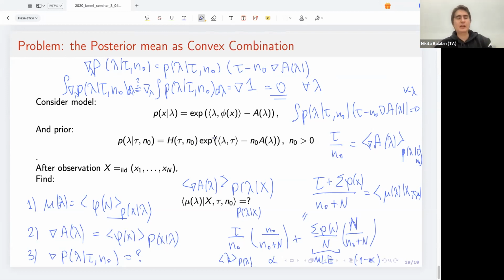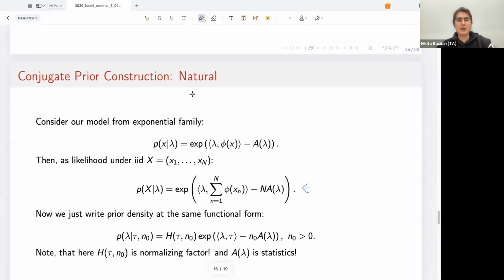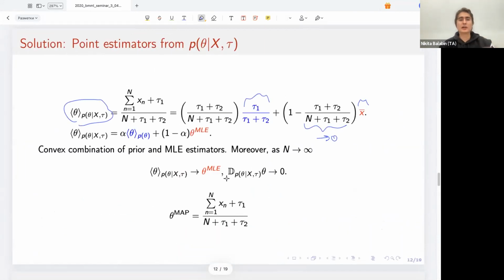As we discussed, my mistake: this expectation is not the maximum a posteriori, because the maximum a posteriori is the mode. It is the maximum of the density. So here I made a mistake, because it should be minus 1 and minus 2 here. It is just because we discussed it.